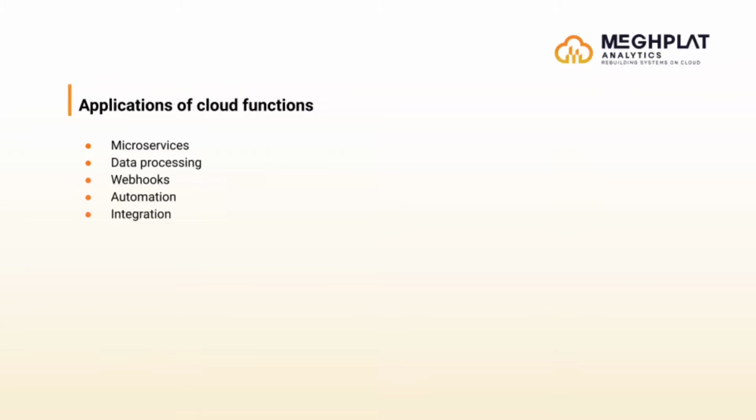It can be used for data processing. We can use cloud functions to process and analyze data, triggered by events such as changes in cloud storage or pub-sub messages. The third one is webhooks. We can use cloud functions to handle webhook requests, for example, to process data from third-party services, right?